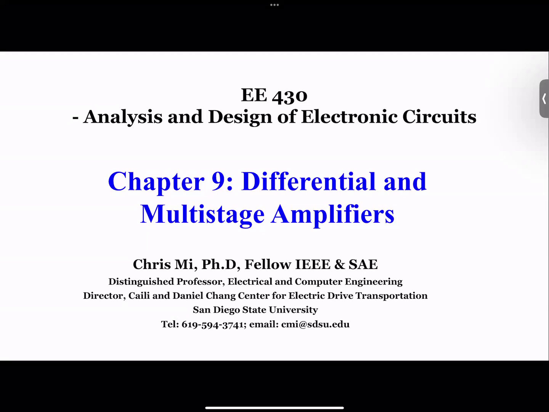Now, of course, you can ground it. Again, a differential amplifier can be used as a single-ended amplifier, but a single-ended amplifier cannot be used as a differential amplifier. So that's one. Okay, second word, multi-stage. Why do we need multi-stage?